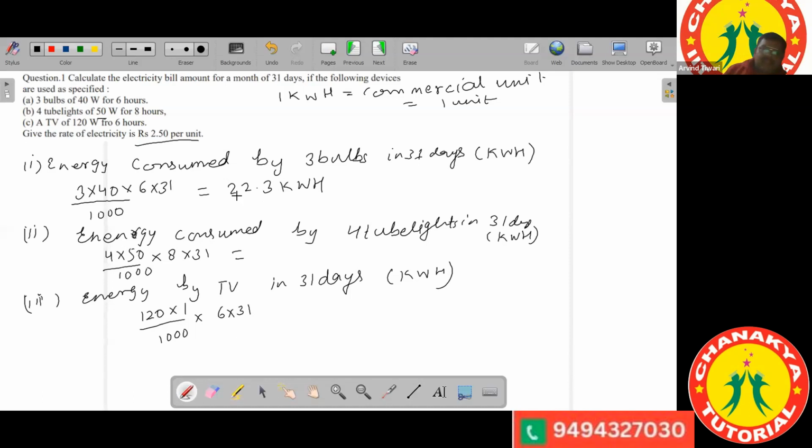Okay. At the end, you have to add up all the energies and multiply by 2.50.